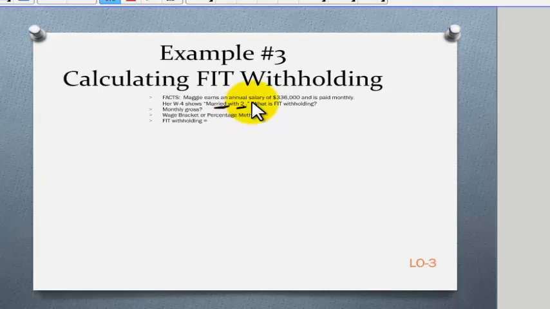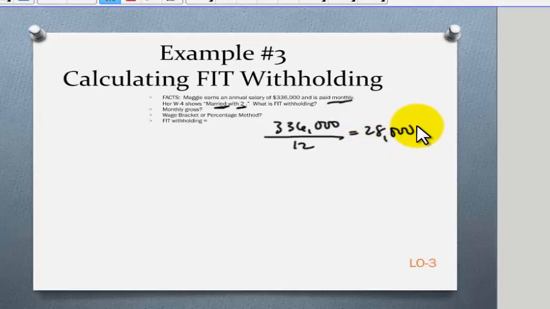Okay, so she is paid on a monthly basis, so we need to know that too, and we know her annual salary, so we need to calculate what her gross pay is every month. So to do that, we're going to take the $336,000 divided by how many monthly pay periods are in a year? 12. So $336,000 divided by 12, we get $28,000. Okay, so I can go ahead and tell you, you've got to use percentage method for this.